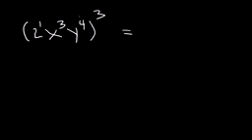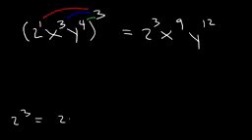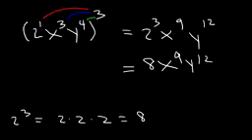When you raise one exponent to another, you need to multiply. So first we're going to multiply 3 by 1. 3 times 1 is 3. And then 3 times 3, which is 9. And 4 times 3, which is 12. 2 to the 3rd power means that we're multiplying 3 2's together. 2 times 2 times 2 is 8. So the final answer is 8 x to the 9th, y to the 12th.